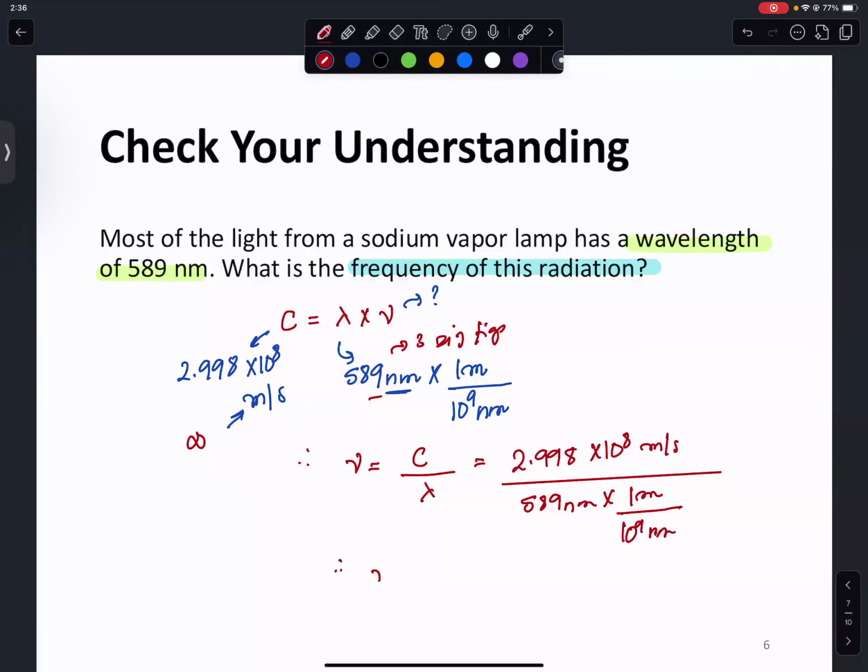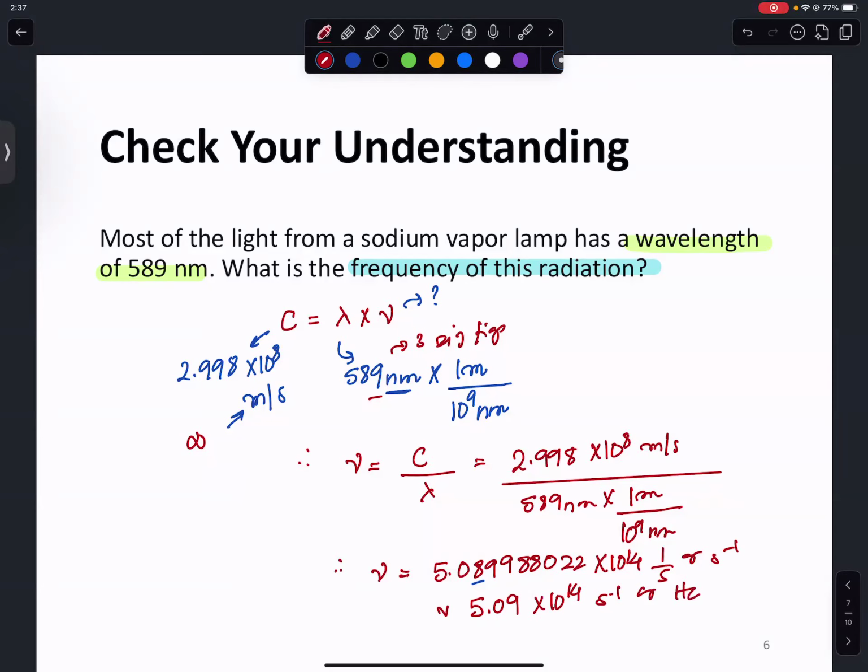And this should give me a frequency of 5.0899 88022 times 10 to the 14th 1 over seconds, or second to the negative 1. And since the lowest number of sig figs is 3, this rounds to 5.09 times 10 to the 14th second to the negative 1, or I can say even hertz.